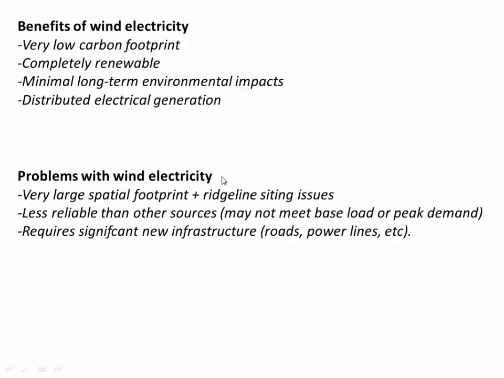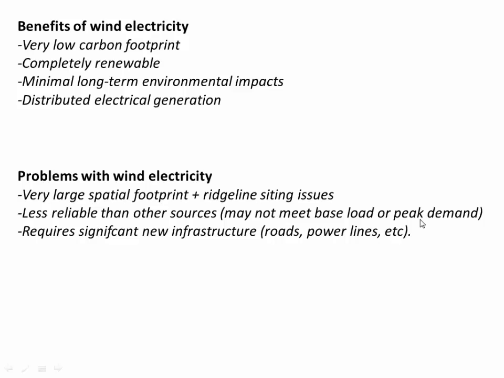But there's also some problems. It has a very large spatial footprint, and at least in Vermont, a lot of issues with building big turbine arrays on top of our highest mountains. Another issue is it's not super reliable. The wind doesn't always blow, which means it can't be counted on for what's called base load, or that's the electricity that you need to have all the time, nor can it really be counted on for peak demand load.